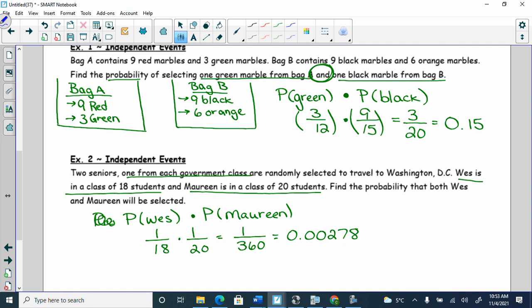So it's a small probability, which it should be, right? It's tiny. You have to pick 1 out of each of them. First off, they have to both get picked at the same time, out of a class of 18 and out of a class of 20. So it should be a small probability. Okay, we're going to flip over.